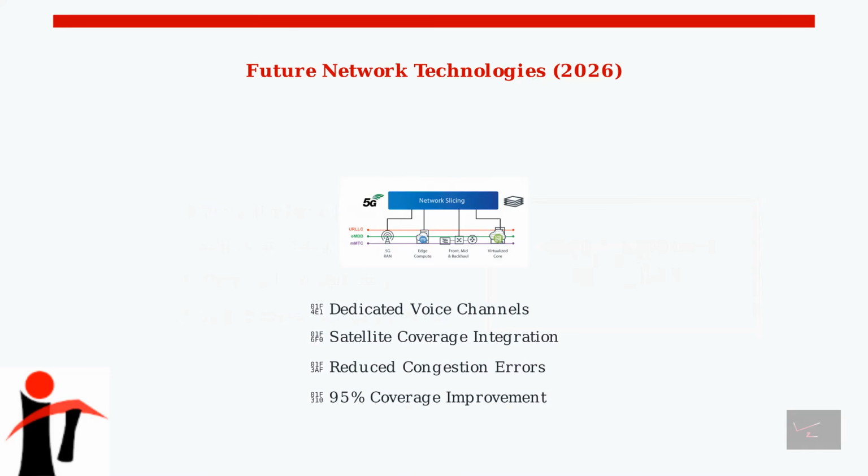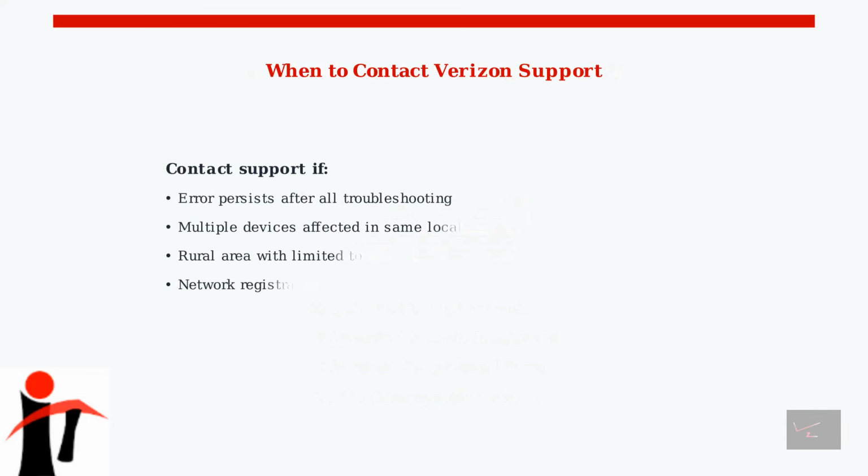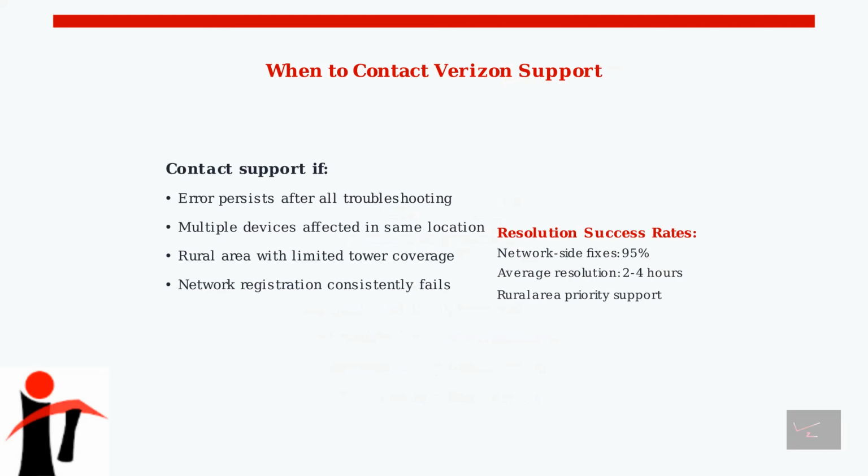Network slicing will create dedicated channels specifically for voice calls, eliminating congestion-related errors. Satellite coverage will fill remaining gaps in rural areas. If problems persist despite these troubleshooting steps, contact Verizon support directly. Network-side interventions are sometimes necessary, particularly in rural areas where infrastructure limitations require specialized solutions from the carrier's technical team.